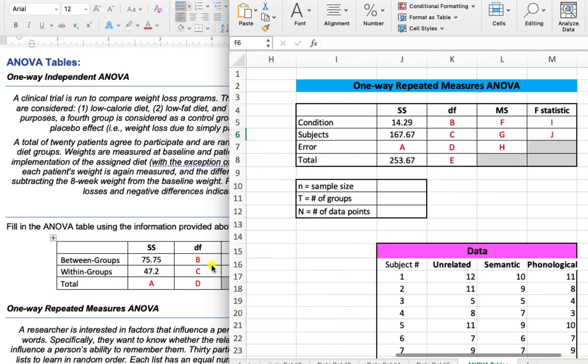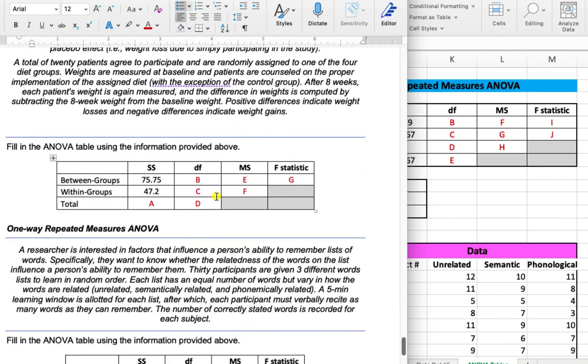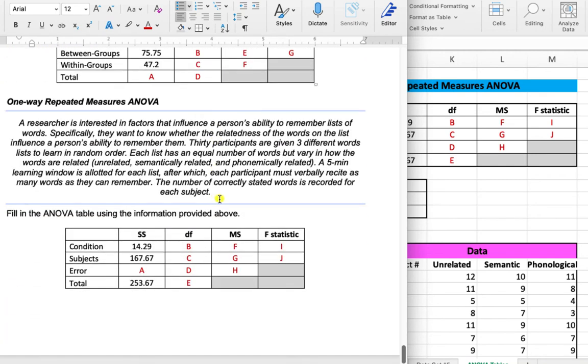For our repeated measures ANOVA example, a researcher is interested in factors that influence a person's ability to remember lists of words. Specifically, they want to know whether the relatedness of the words on the list influences a person's ability to remember them. The 30 participants are given 3 different word lists to learn in random order. Each list has an equal number of words but varies in how words are related. So the categories are unrelated, semantically related, or phonetically related.